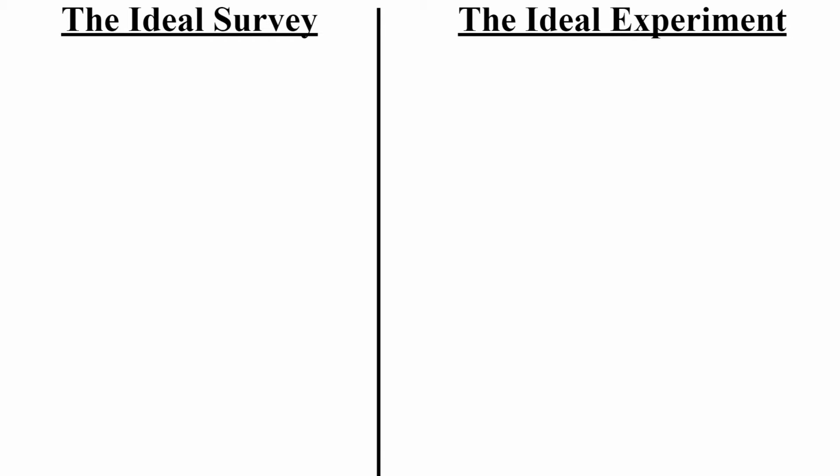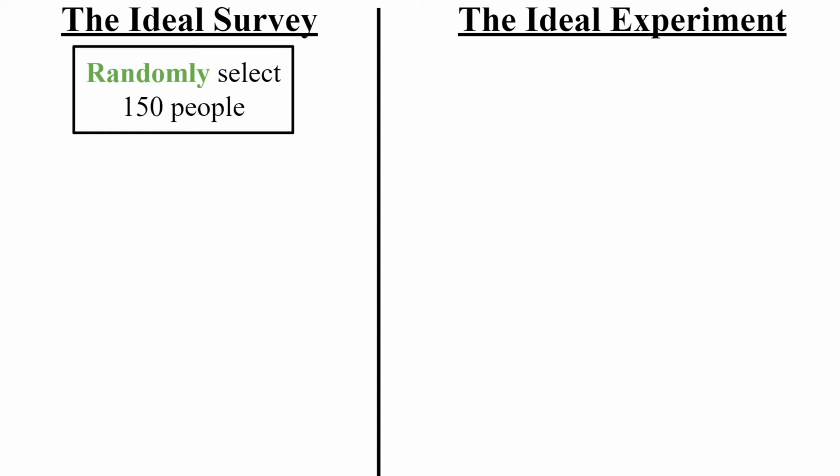All right, so the ideal survey and the ideal experiment. We're going to talk about what the differences are, but let's just walk through a really basic example. So in a survey, we just ask people something, or it's called an observational study. You could observe them, but you'll see on the SAT that it's often a survey. You ask them a question, right?